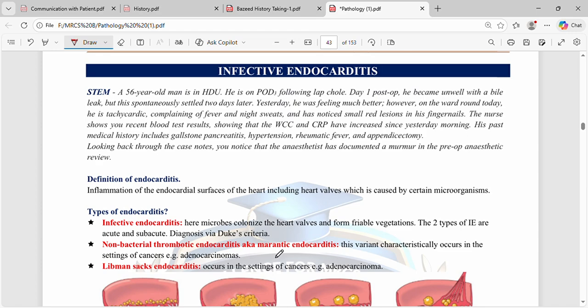Okay, so we are going to discuss a new station, infective endocarditis. A 56-year-old man is in a HDU. He is post-op day 3 following a lap chole. Day 1 post-op, he became unwell with a bile leak, but this spontaneously settled 2 days later.